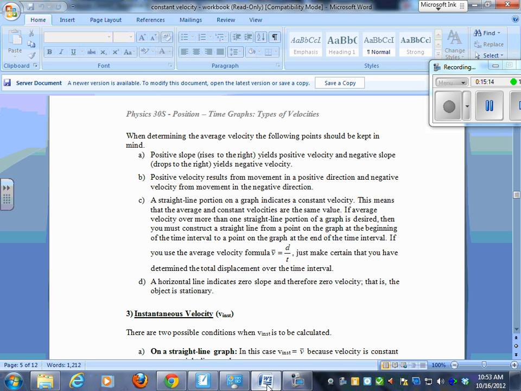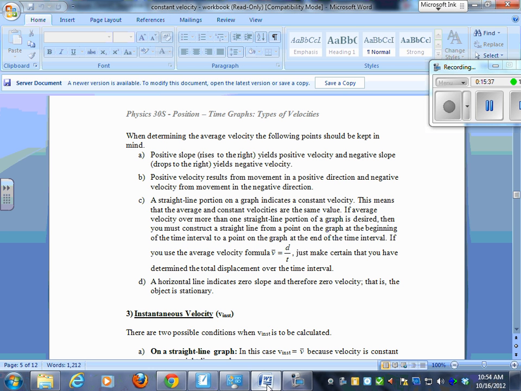Okay, so quickly here, on the next page, when determining the average velocity, the following points should be kept in mind. Positive slope rises to the right, yields positive velocity, and negative slope drops to the right, yields negative velocity. Positive velocity results in moving in a positive direction, negative velocity results in moving in the negative direction. A straight line portion on a graph indicates constant velocity. This means that the average and constant velocities are the same.